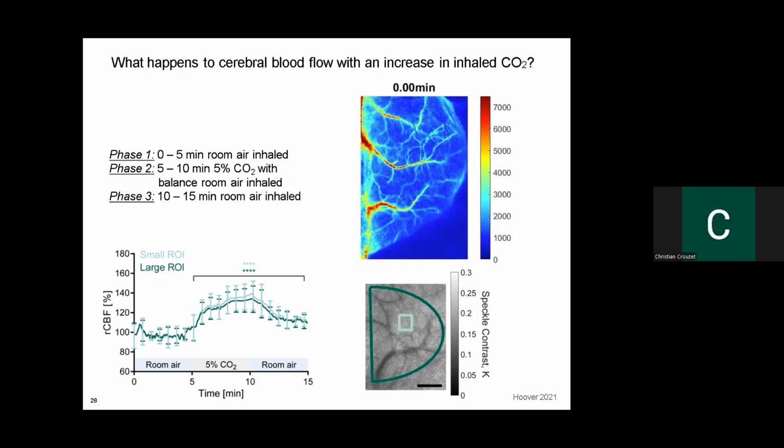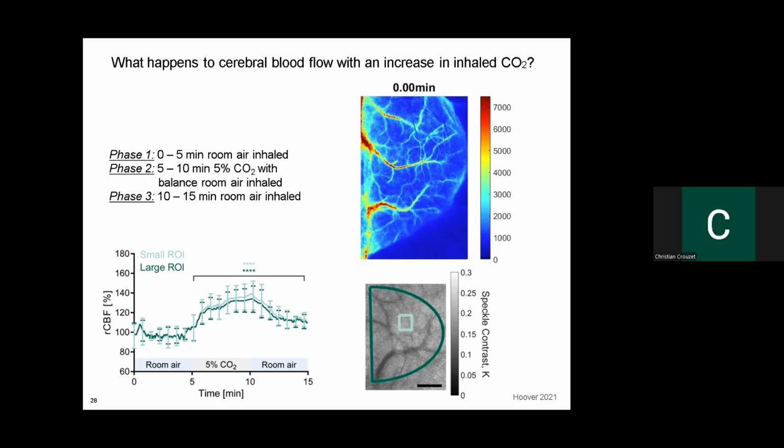Sorry, can you repeat that? The way that you normalize the flow, or you say pixel here, this is your baseline value, and then you normalize to that baseline value. So the question is, do you utilize all the pixels, or are you selectively choosing the area to get your baseline flow value?